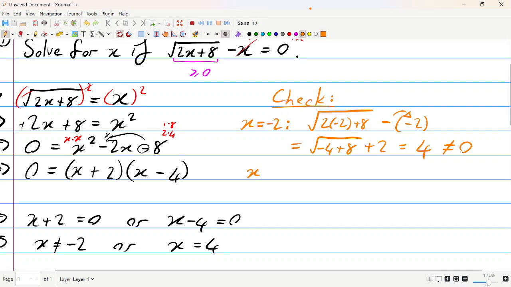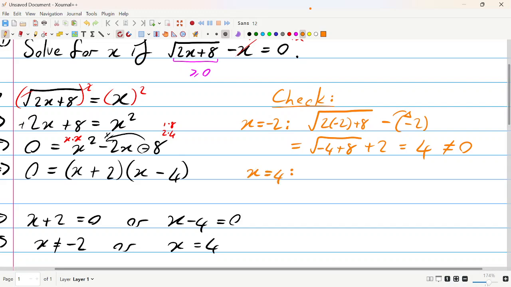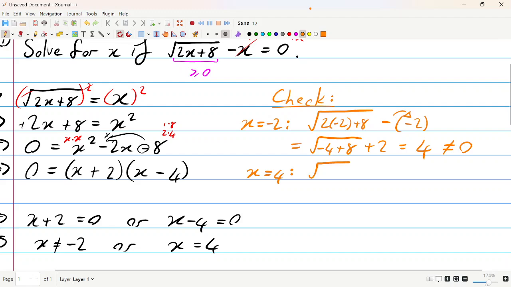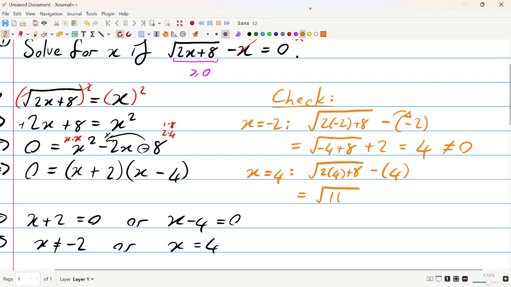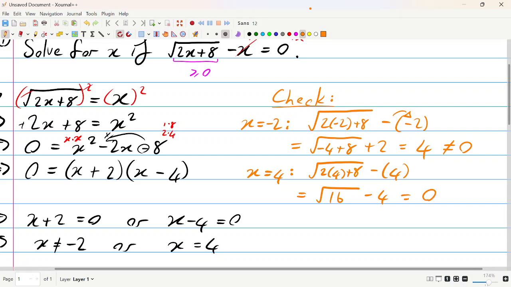Now we're going to try with x equals to 4. Does 4 give us that solution? So we're going to say the square root of 2 multiplied by 4 plus 8, minus 4. And then over here, we just do the simplification. It's the square root of 2 times 4, which is 8. So 8 plus 8 is 16, minus 4. And the square root of 16 is equal to 4. And 4 minus 4 is equal to 0. So that is indeed true.